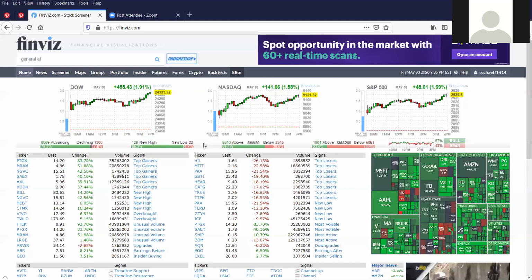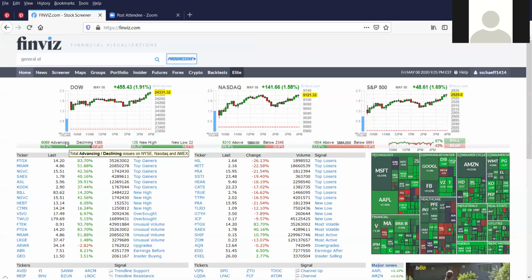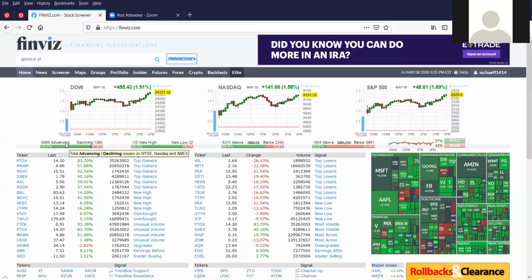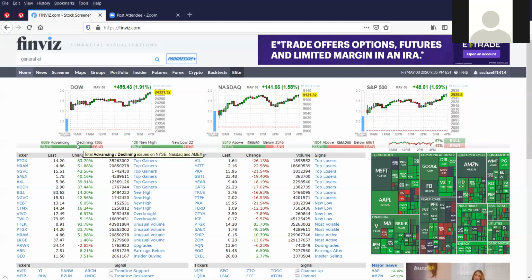There's a new high chart right here. There's a simple moving average chart over here, a 50-day one. And then you also have a 200-day simple moving average chart. Notice if you hover over any of these charts, a little box will appear. In this case, I did the advancing declining chart, and it tells you exactly what I just said, what the little graphs over here indicate.